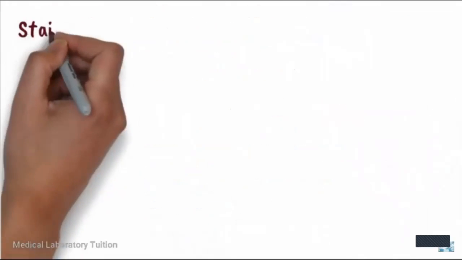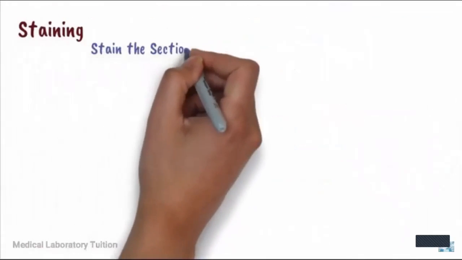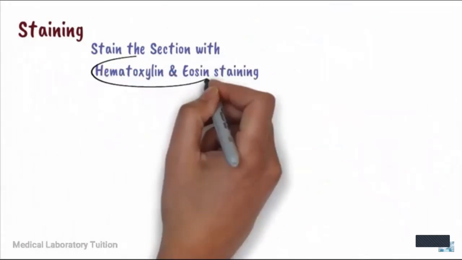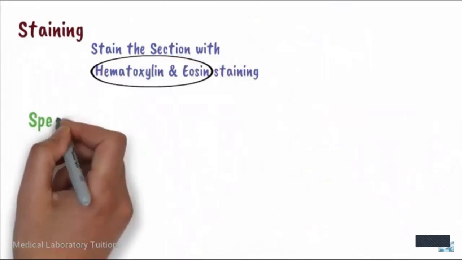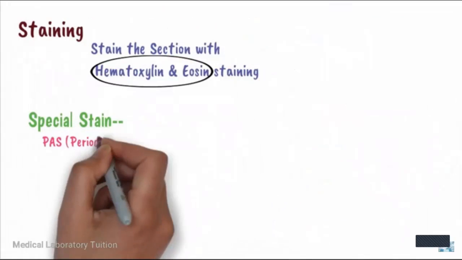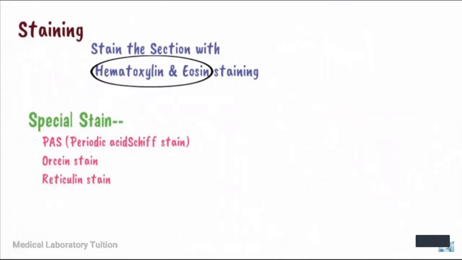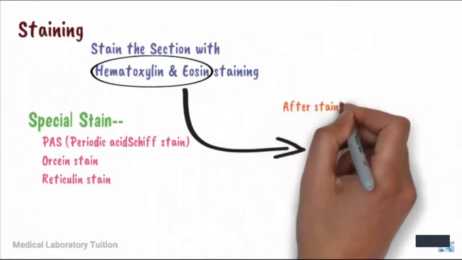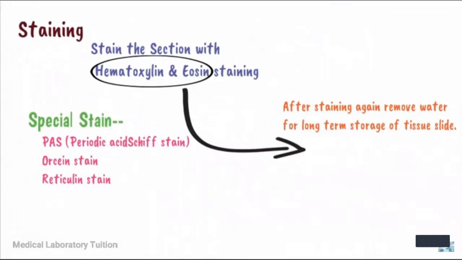After hydration, stain the section. Commonly used stain is H and E, hematoxylin and eosin stain. We can also use some special stains such as PAS, Orcein, Retic, etc. Again dehydrate it to preserve the slide of tissue.